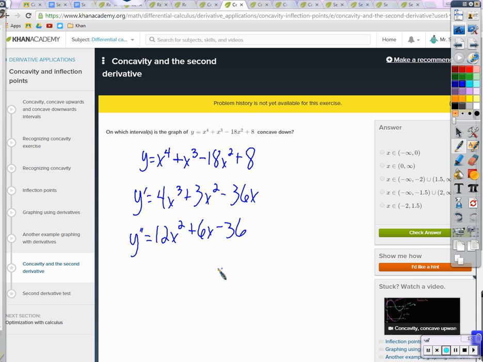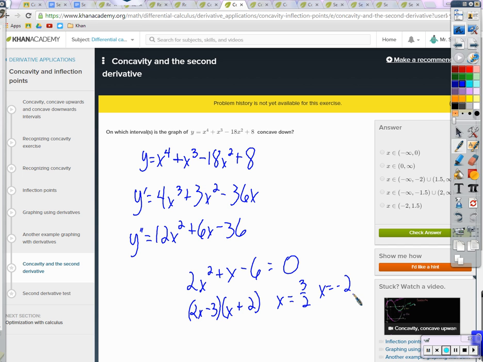I'm going to divide everything by 6 at the same time, so I'll get 2x squared plus x minus 6 equals 0. Hopefully we can factor this. 2x, x, and minus 2, plus 3. Plus 3 minus 2? I think we got it backwards. Minus 3 plus 2? But remember, there's a 2x. 2x times 2 is 4x, minus 3x gives us x. So x equals 3 halves.